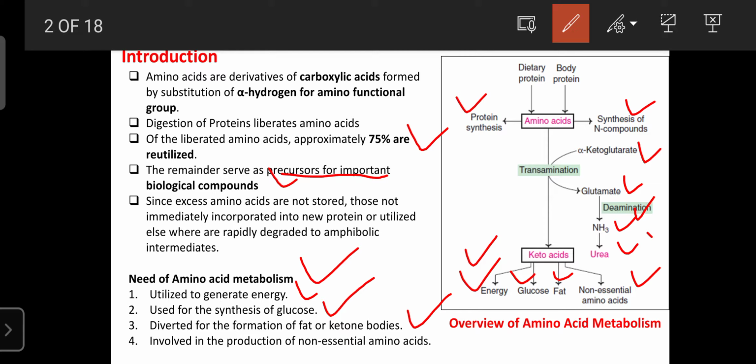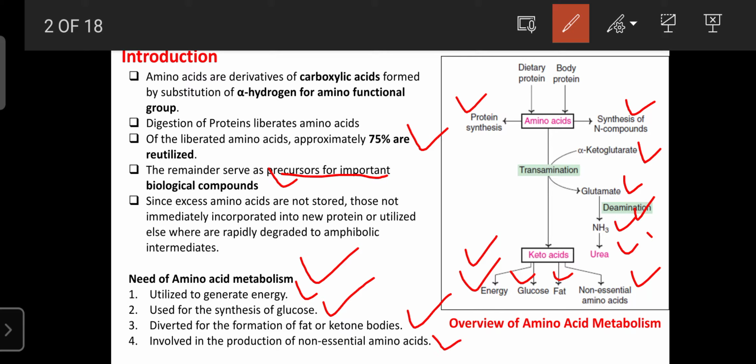Ketone bodies and fats are bioenergetic compounds, or energy-rich compounds. They are formed from amino acids in the case of starvation or deficiency of ATP. Then these ketone bodies and fats are utilized for the synthesis of ATP. That's why amino acids play an important role in continuously supplying energy to the body by being involved in the formation of fat and ketone bodies. And also they are involved in the production of the non-essential amino acids.